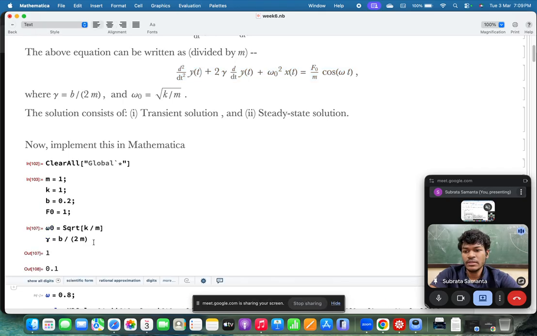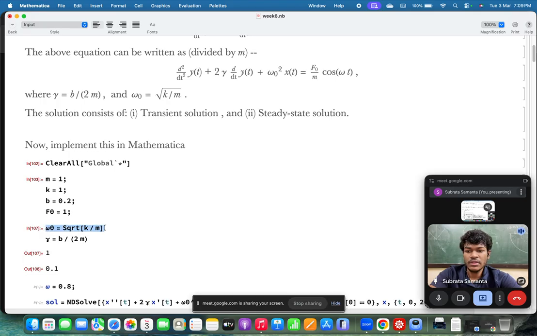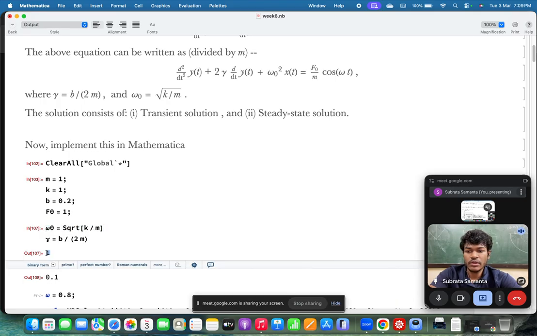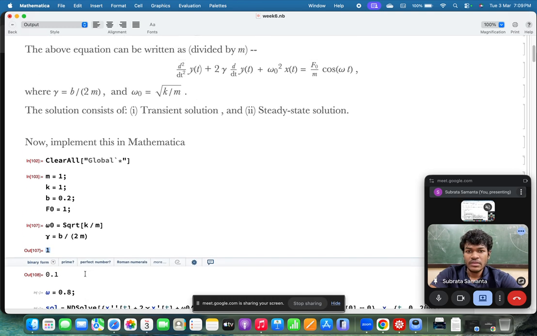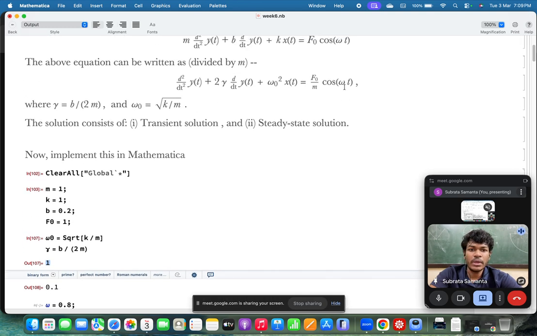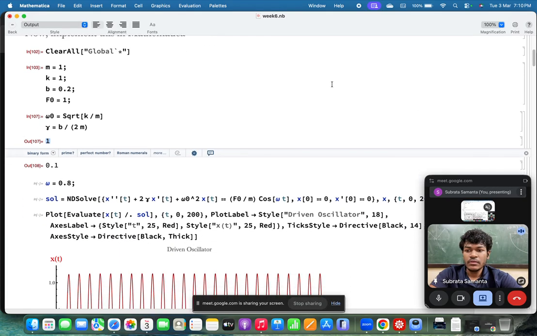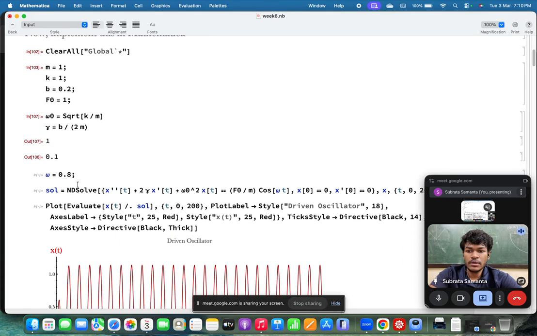Once you run this, this is the output. The first one is the output of omega naught. The value of omega naught is 1 and the value of gamma is 0.1, right. There is one more parameter, that is omega, which is basically your driving frequency. We also put it in, and let us say I choose omega equals 0.8.